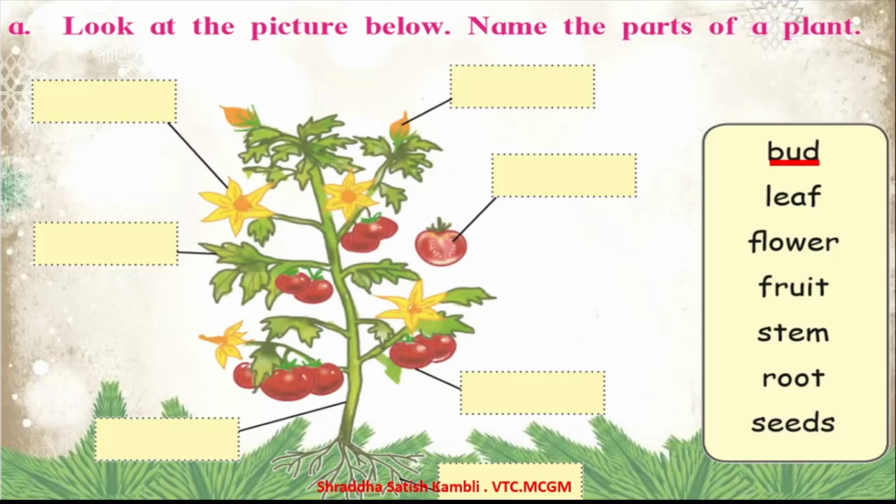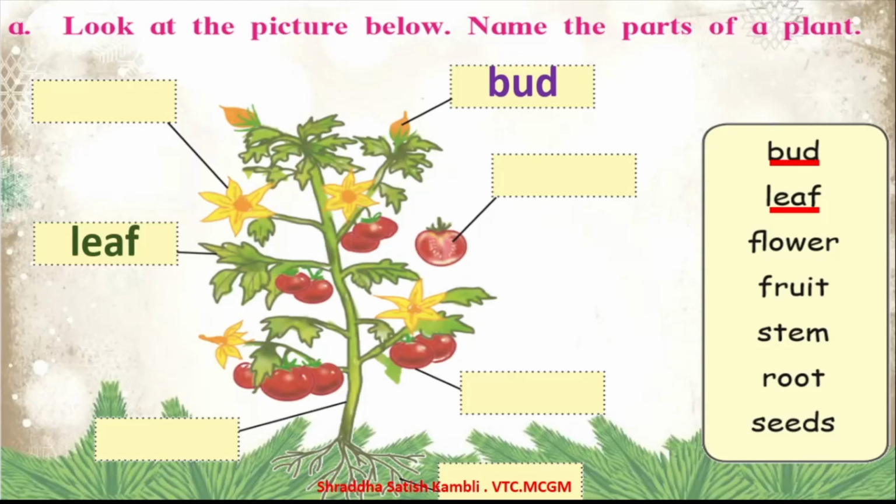B-U-D, bud. So where is the bud here? Here it is. B-U-D, bud. Bud is called as kali in Hindi. Okay, so bud. The next part which we have to search for is the leaf. L-E-A-F, leaf. Leaf means what? Patta. So where are leaves there on this plant? Let us search. Here it is.